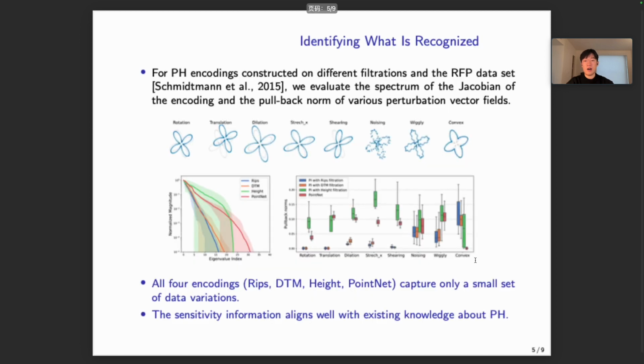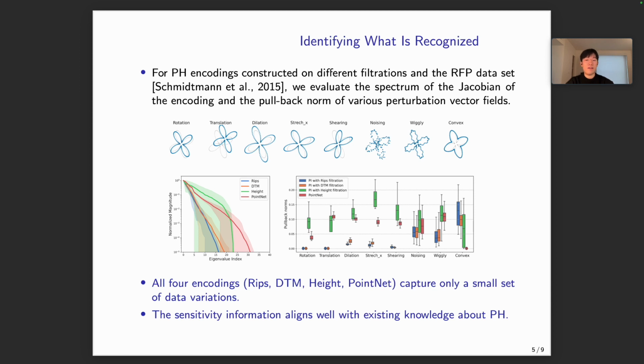To demonstrate how our method works, we first look at a synthetic dataset, the radial frequency pattern dataset. This dataset consists of point clouds sampled from shapes like petals. And on this dataset, we consider PH encodings constructed on different filtrations, and also a pre-trained PointNet encoding, which is a neural network architecture for point cloud data. By looking at the spectrum of the Jacobian of these encodings, we found that these Jacobians tend to have a low-rank structure, which means that this encoding only captures a small set of data variation.